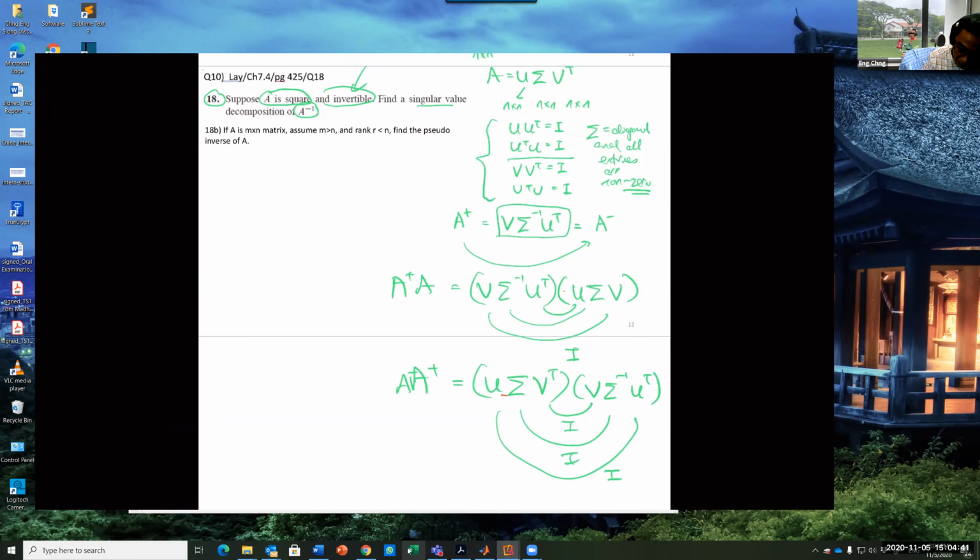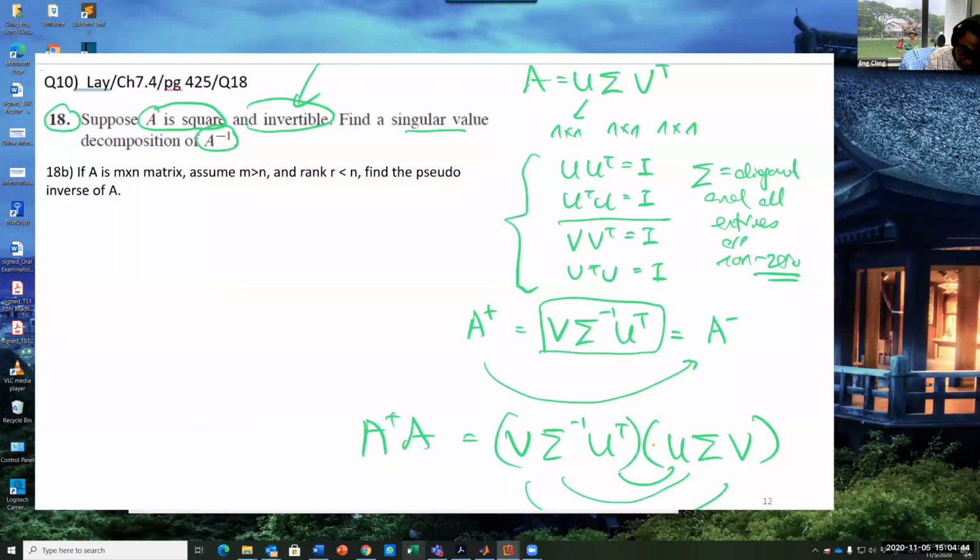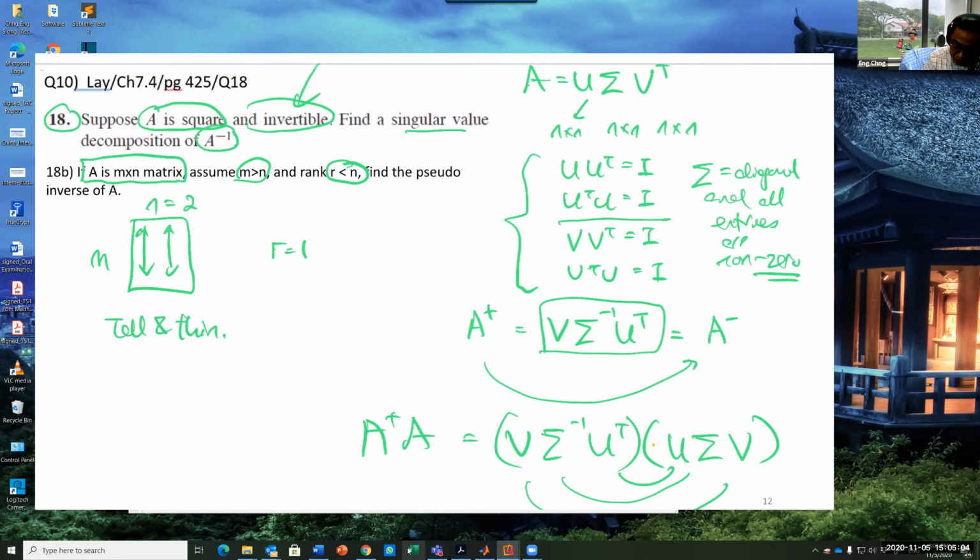Now, the second part is much, much more exciting for you and me. First, m is greater than n. I'm giving you an m by n matrix, tall and thin. Not only tall and thin, I'm giving you r less than n. For example, n equals 2, but r equals 1, implying column 1 is proportional to column 2. Our example of 1, 1, 1, 2, 2, 2. So this is 3 by 2, but our friend rank is equal to 1. So this is the problem we are going to do, and how to find the pseudo inverse.